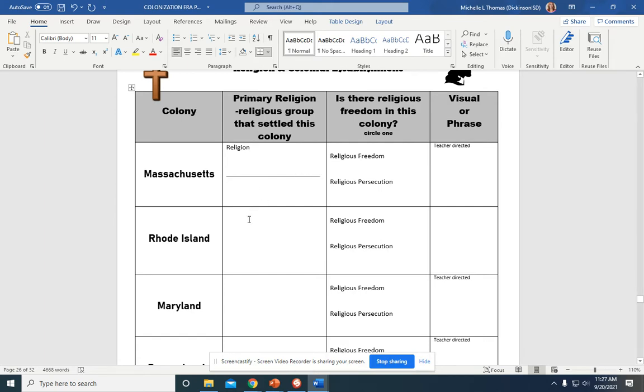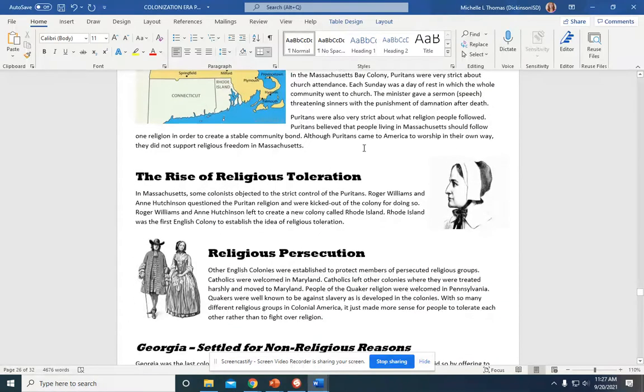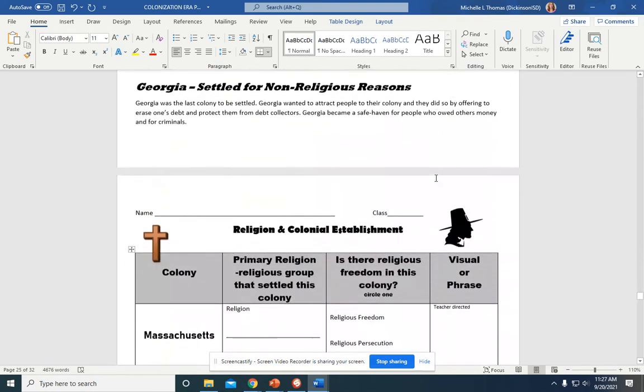Then Rhode Island, it's actually going to be two people. I want you to list their names in this box. It's two people who settled Rhode Island. Maryland, it's going to be a religion. That means you're just literally going to have these one-word answers in this box. And then Pennsylvania, it's going to be a religion. Again, another one-word answer. Pretty simple to get it from the reading. Just make sure you go through and read the reading and you'll get the background knowledge that you need.